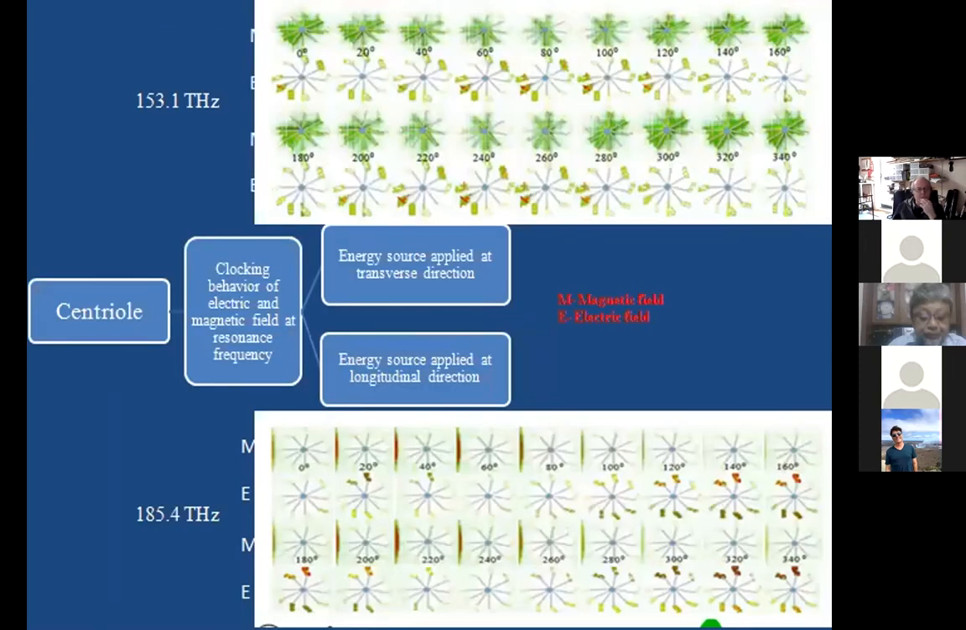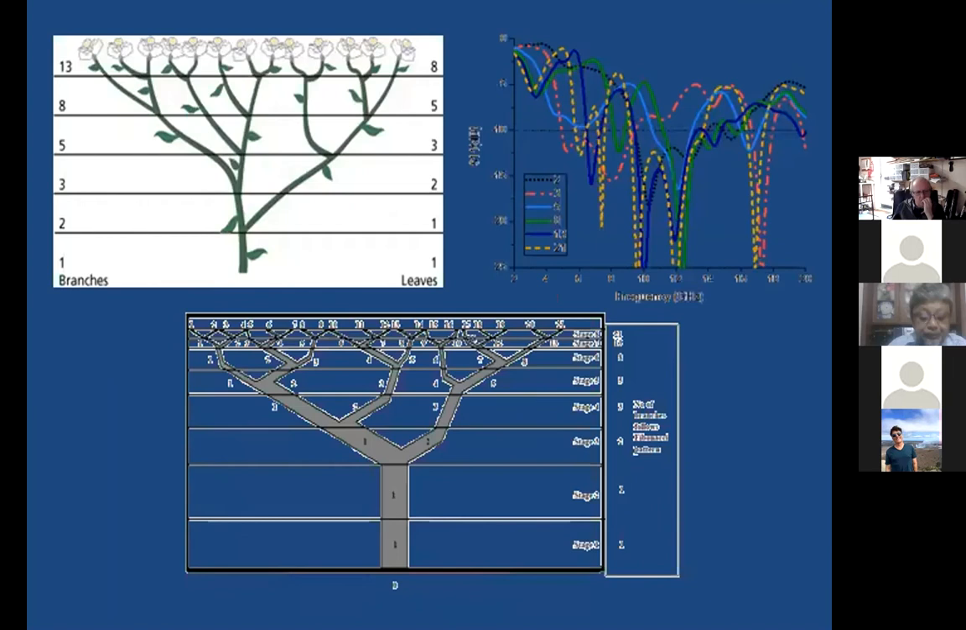So we got the clocking behavior of the electric and magnetic field in the centriole at the resonant frequency, with the energy source applied in the transverse direction and along the longitudinal direction. So for magnetic field and electric field, you can get these structures. Then I was talking about the biomimic antenna.